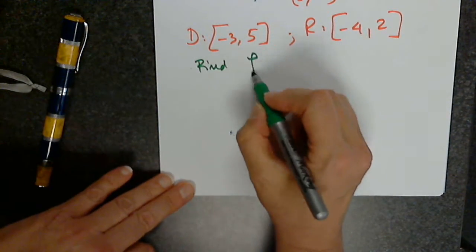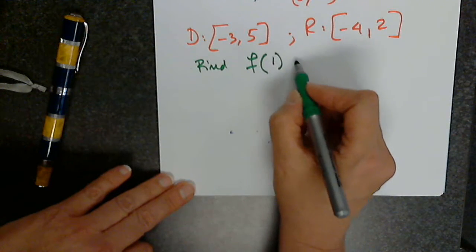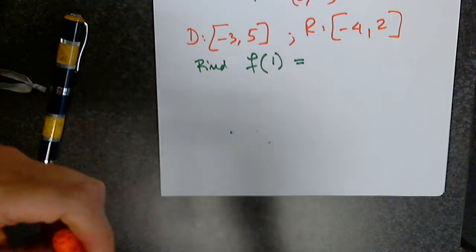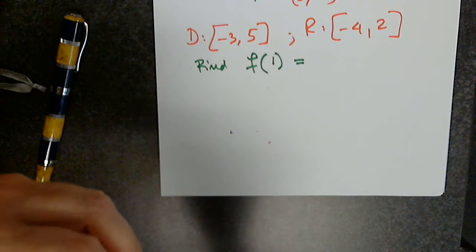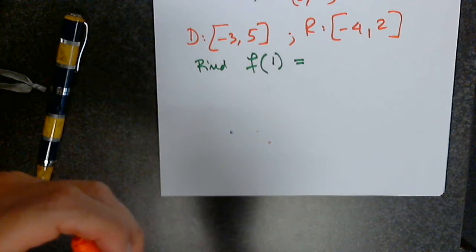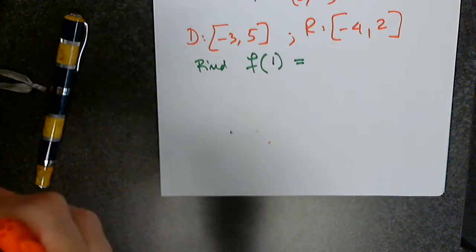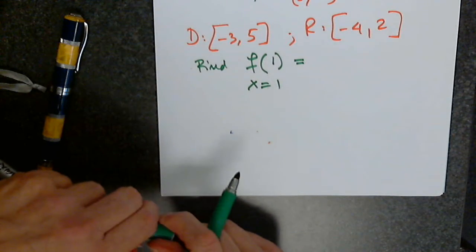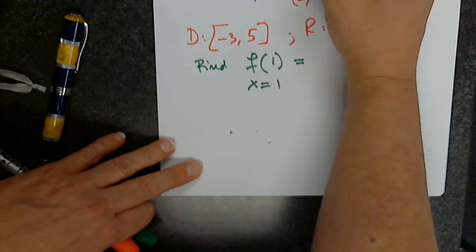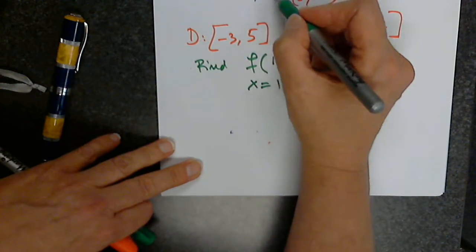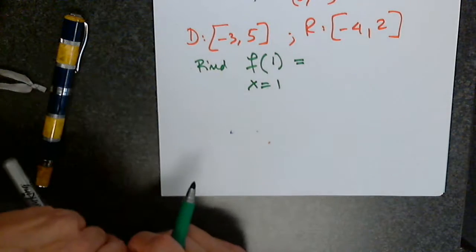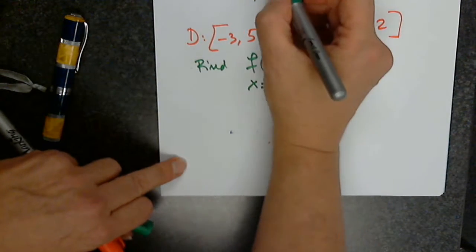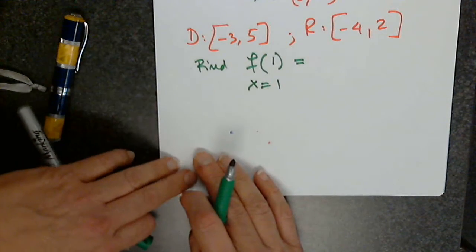Find f of 1. How do I find f of 1? How do I graph the line x equals 1? Very good. So this is x equals 1. Does it cross the function? Oh, I forgot to ask you. Is this a function, by the way? Good. So then I see it crosses the graph in 1 point. Can anyone read the y value for us?